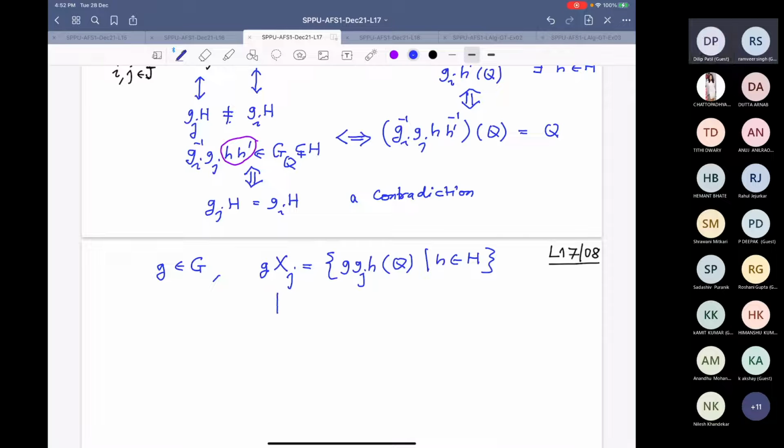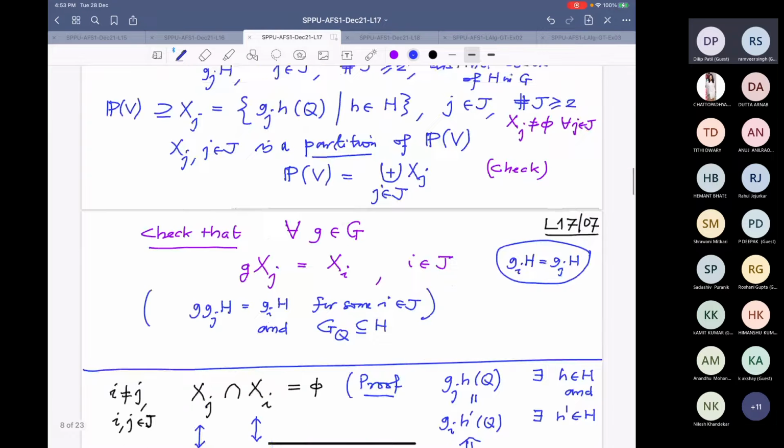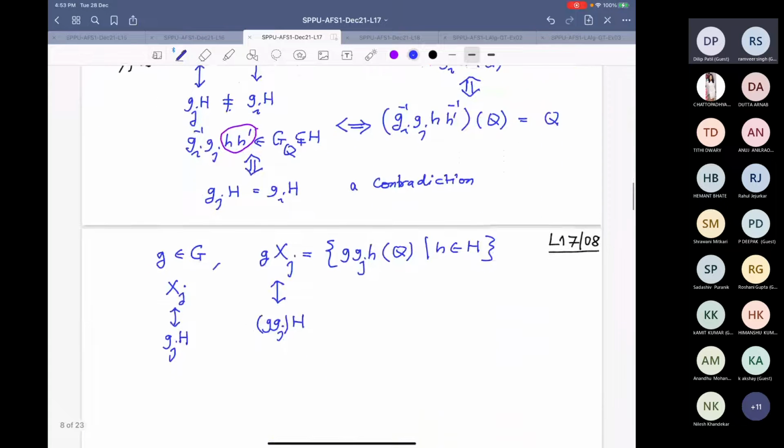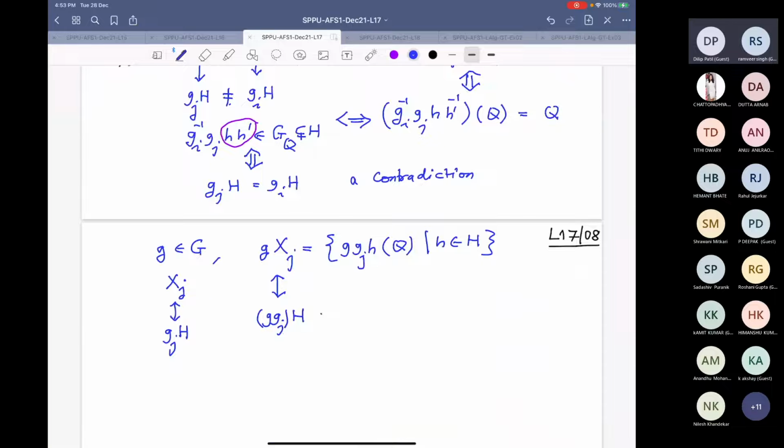And which coset will this correspond to? xj corresponds to the coset gjH, and therefore this will correspond to the coset gjH. And this coset has to be one of them because we know all the different cosets. These are all distinct cosets. So therefore this has to be one of them, so this has to be giH for some i.